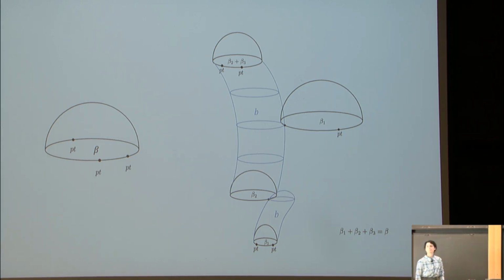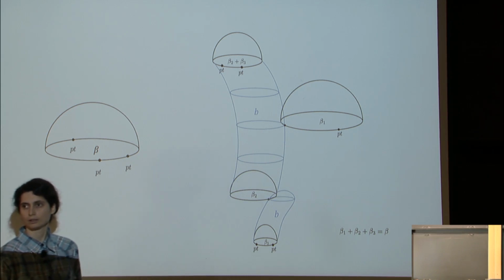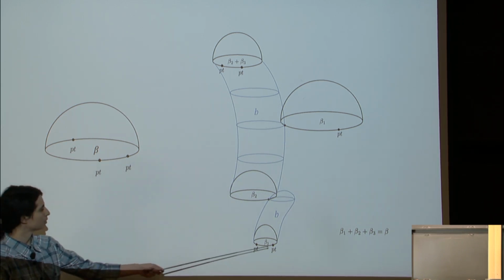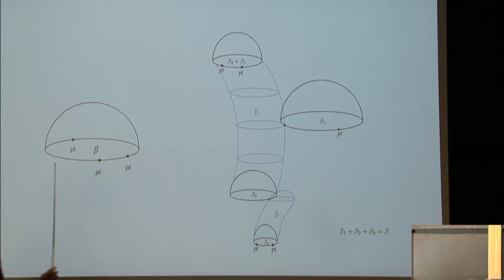Sorry, I'm confused why beta 1 plus beta 2 plus beta 3 equals beta. For example, there's a different number of marked points. No, beta is the degree of the disk. So if this is a degree beta disk, and these 3 add up to degree beta as well, then it satisfies the degree part of the requirement. And now the marked points, so you have here the marked points that are constrained to lie on a point. That's the same as here.